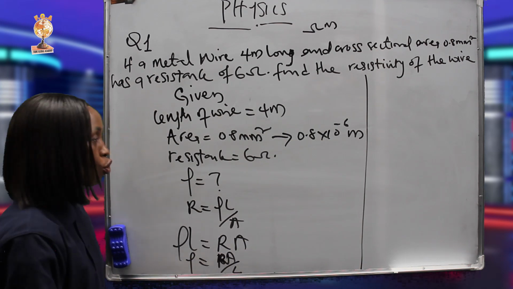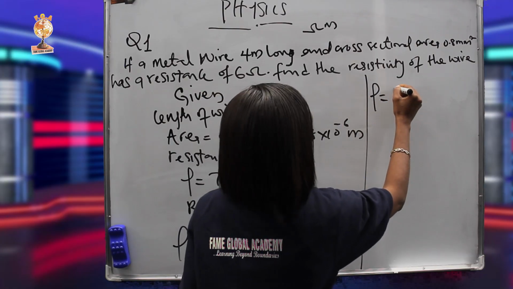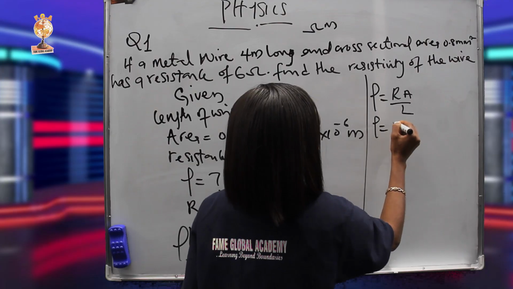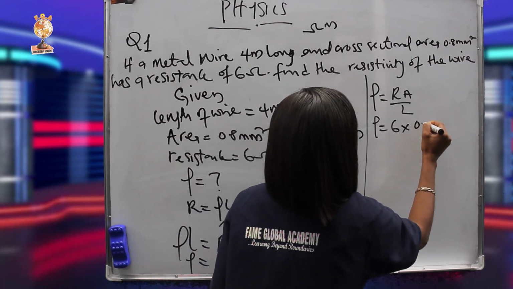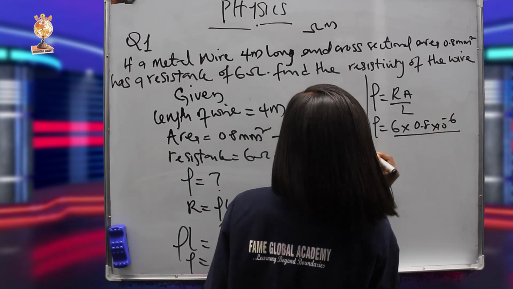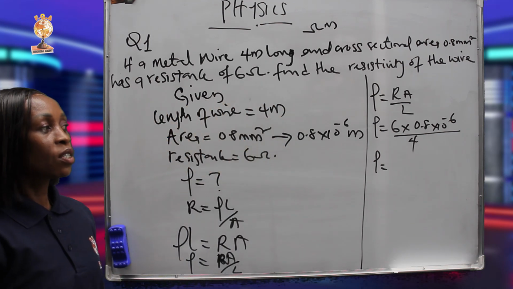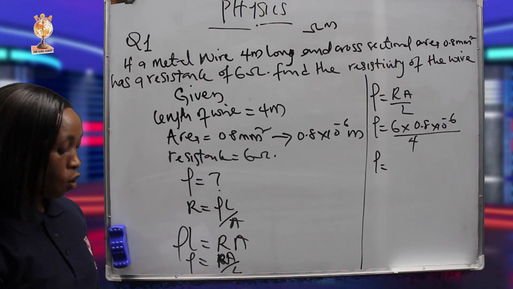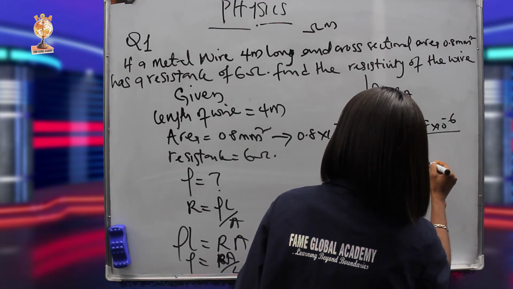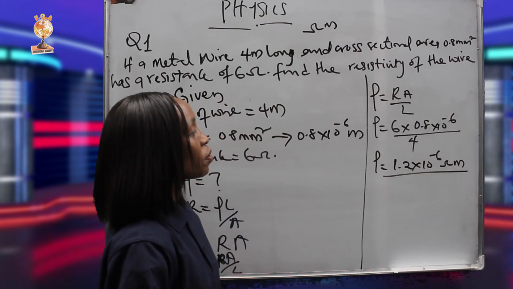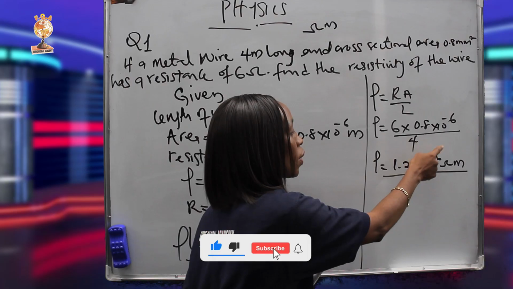Now, all I need to do is to input these parameters into this formula. Rho becomes RA all over L. R is 6 times, our area is 0.8 times 10 to the power minus 6, all over 4. So 6 times 0.8 times 10 to the power minus 6 divided by 4 gives 1.2 times 10 to the power minus 6 ohms meter.